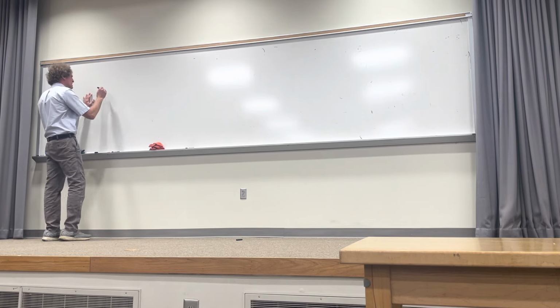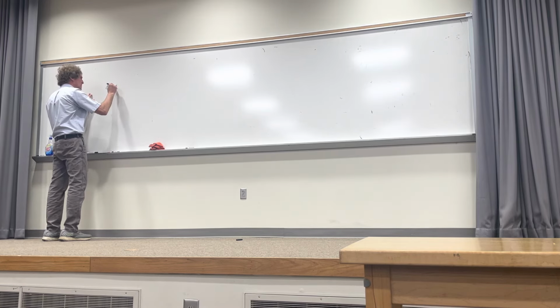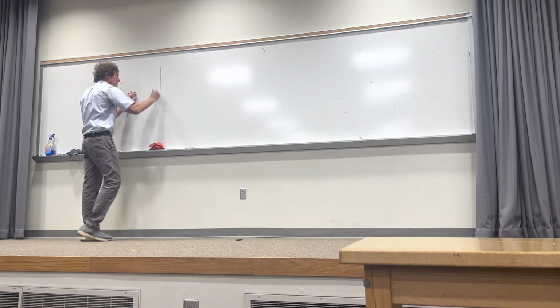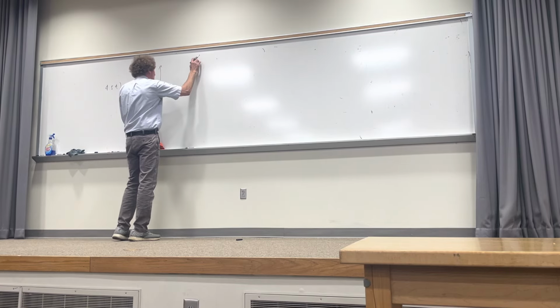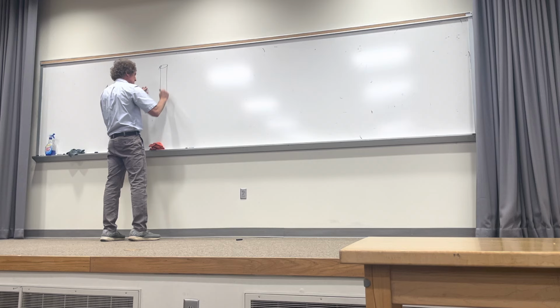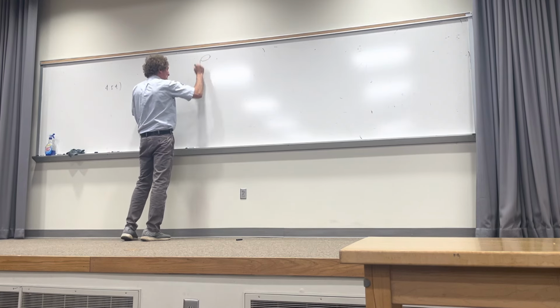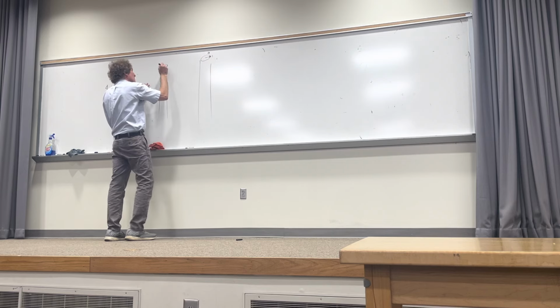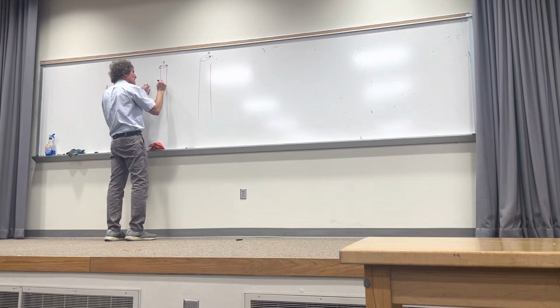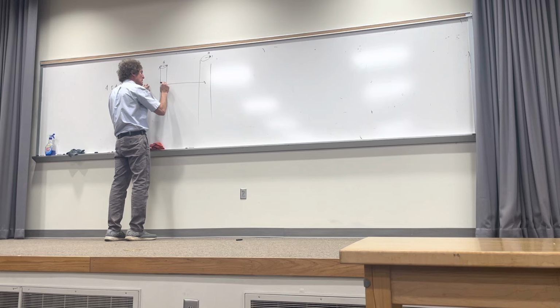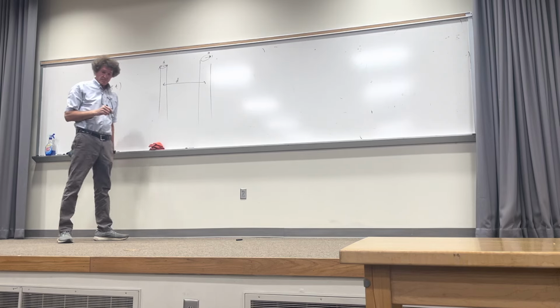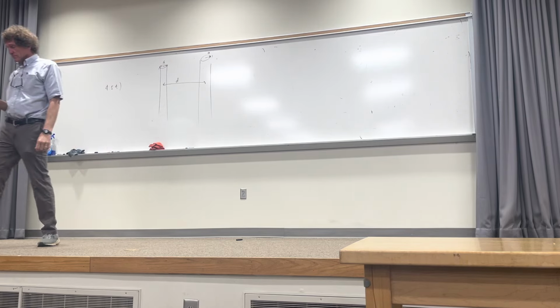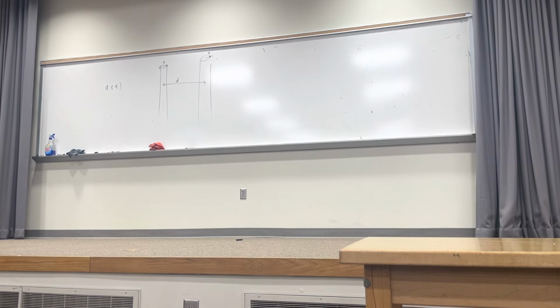Problem 4.54. Consider a long pair of straight parallel wires, each of radius a. Okay, so I gotta give a radius. These have radius a. And their centers are separated by distance d. Assuming that d is much greater than a, find the inductance per unit length of this pair of wires.